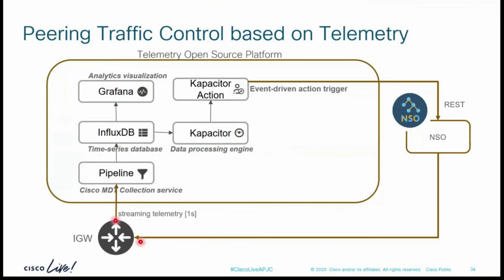Streaming telemetry has the advantage that the router can send the network statistics proactively, up to per second, to the telemetry collector here, the pipeline. It's a different approach from SNMP, which is pull, whereas telemetry is a push approach.